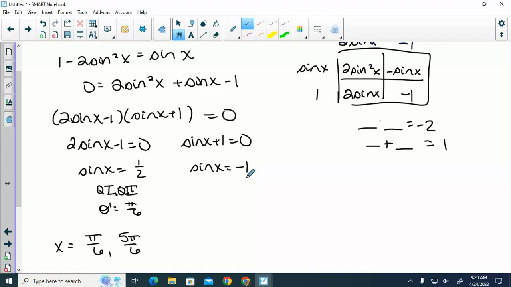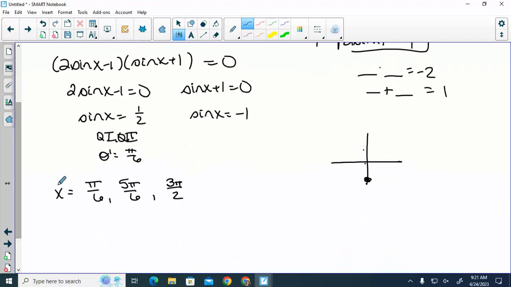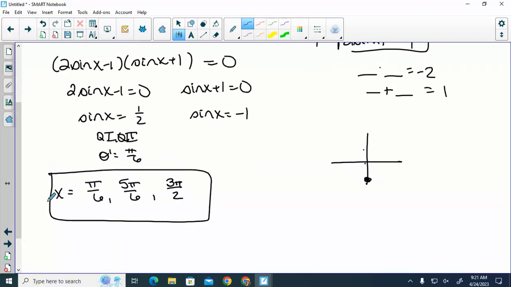Over here, when is sine negative 1? So that's like saying on your unit circle, when is y negative 1? Y's negative 1 is right there. So 3 pi over 2. Since this is just x, those are the answers.